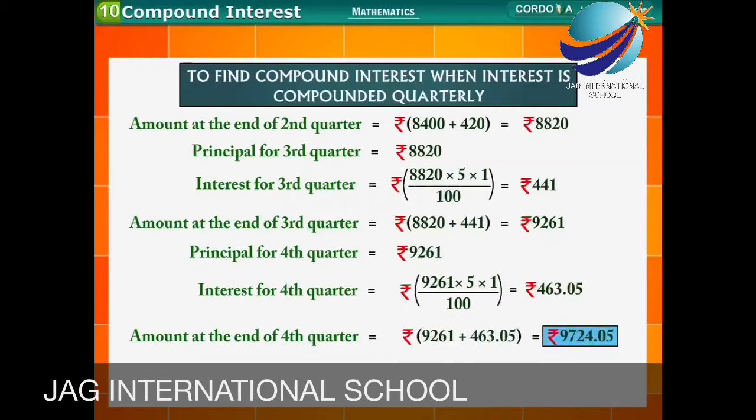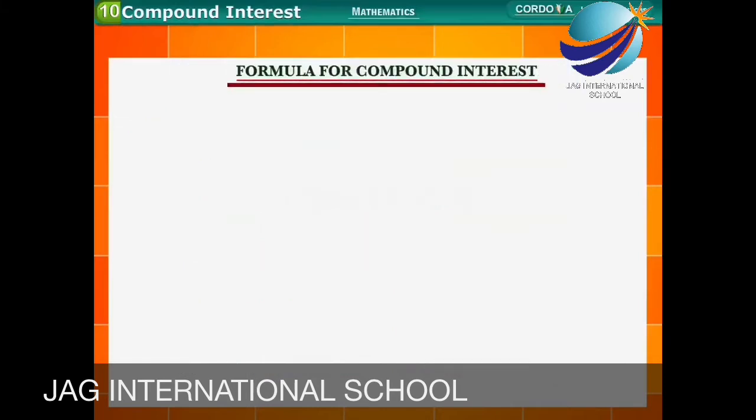9,724.05. Therefore, compound interest is equal to rupees 9,724.05 minus 8,000 is equal to rupees 1,724.05. Formula for compound interest. Let P be the principal and R the rate percent per annum.